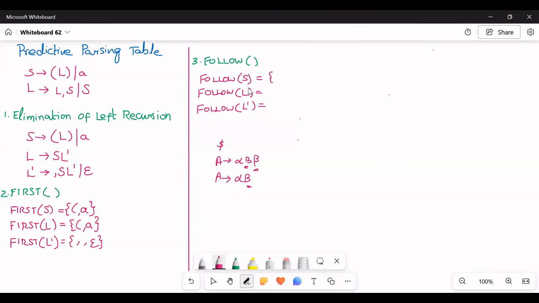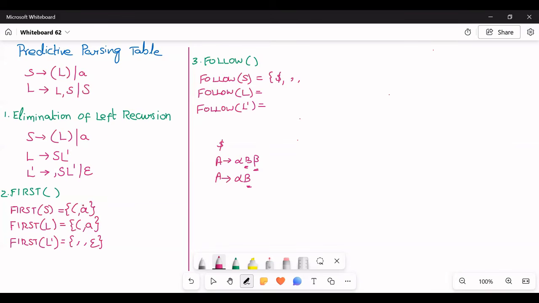So since S is the start symbol of the grammar, we have to add dollar first. Then we need to check the right hand side of the productions. Here there are two cases in which we have S. So first consider the first one. Here S is followed by L dash, right? So as per the second rule, follow of S will be first of L dash. So what is first of L dash? Comma and epsilon. So we need to write comma, and then we should not write epsilon in follow of the non-terminals.